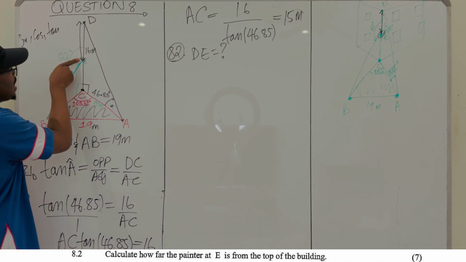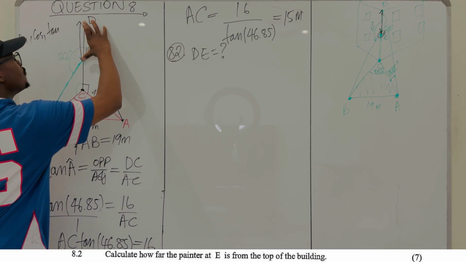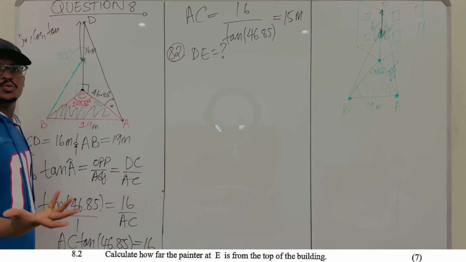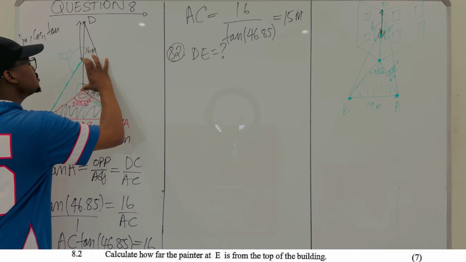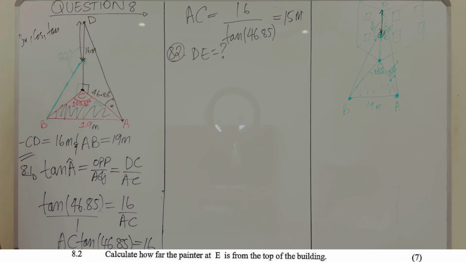Because if your painter is up here and the entire thing is 16 centimeters, they want how far the painter is from the top. They want this distance over here. So what you need to know is this distance, EC, right? Once you know your EC, you can subtract from 16 to know what DE is. That's what we're going to try to do.